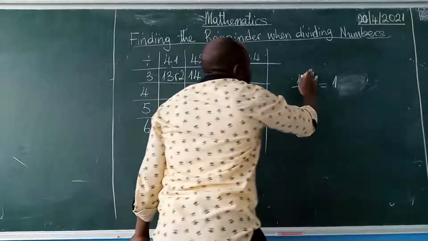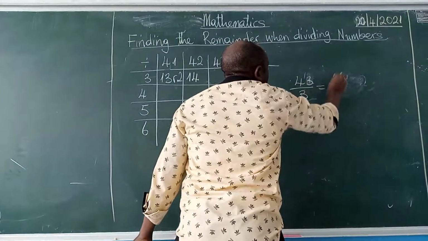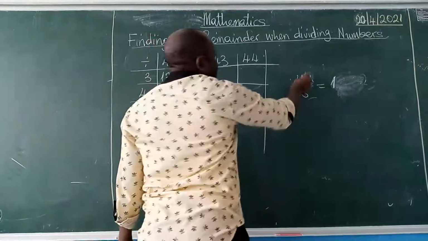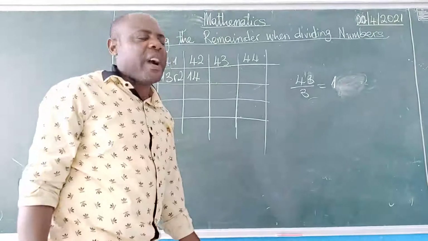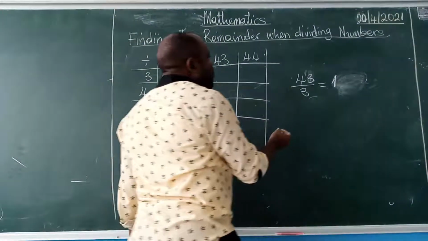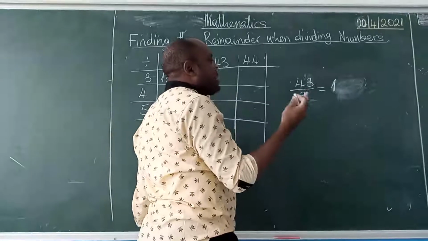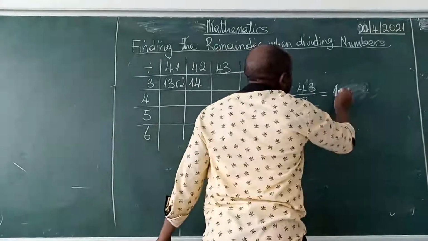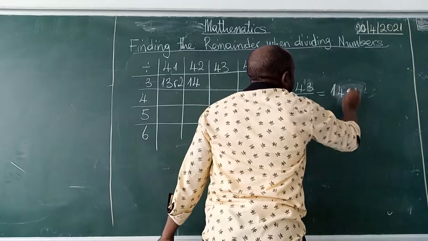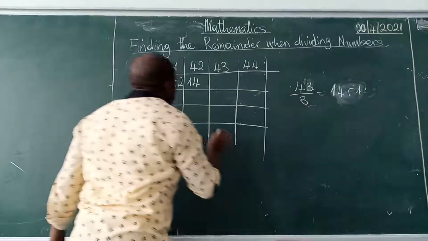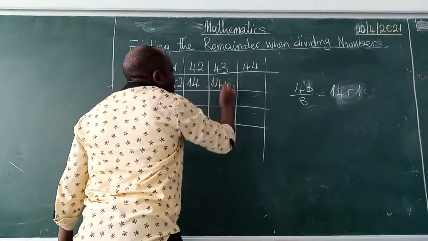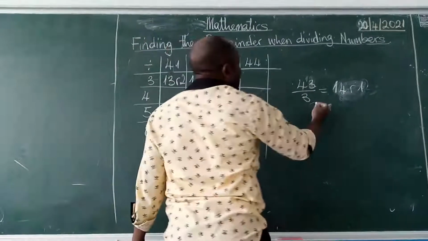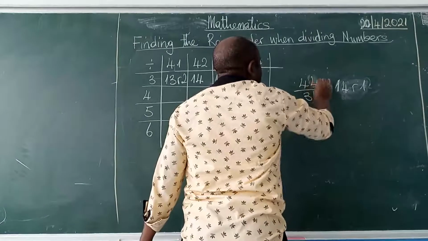43. 3 can go into 4 one time, and 1 is remaining. I attach the 1 in front of the 3, it becomes 13. 3 can go into 13 4 times. 4 times 3 is 12. So 13 take away 12 is 1. So it becomes 14, and then remainder 1. I have 14 remainder 1. And then I go again to the next, 44.